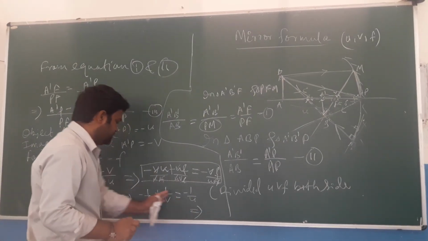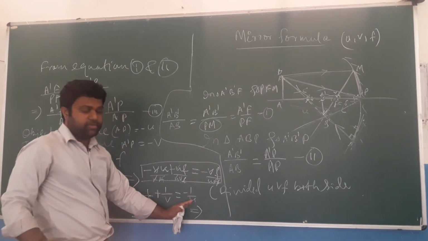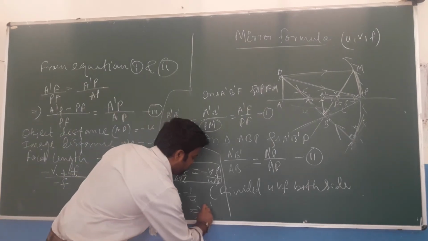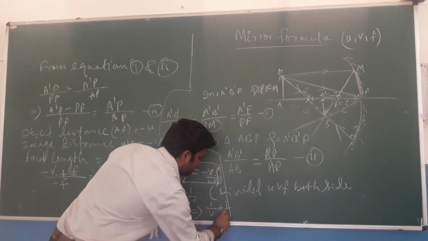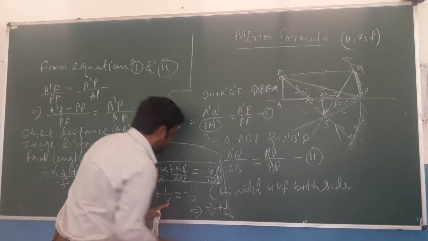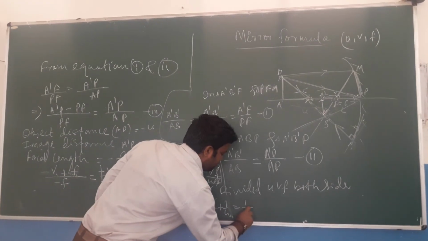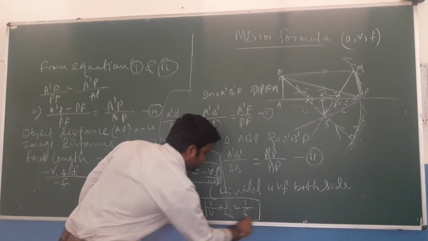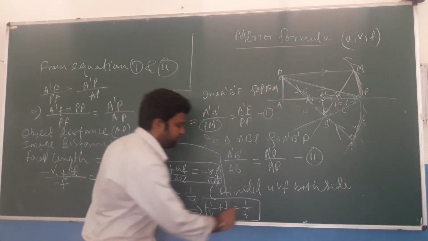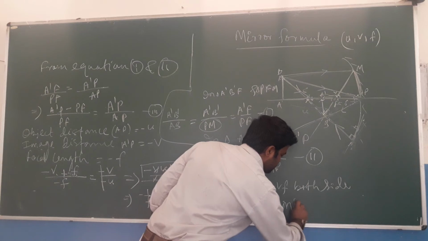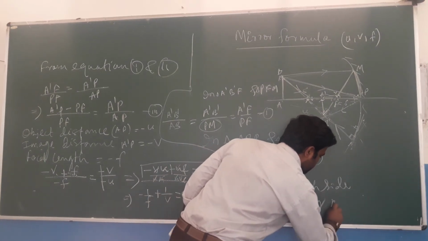So rearrangement: let's bring minus 1 by u to the left side, so this will become 1 by v plus 1 by u, and 1 by f we will take to the right side. So this is your mirror formula.